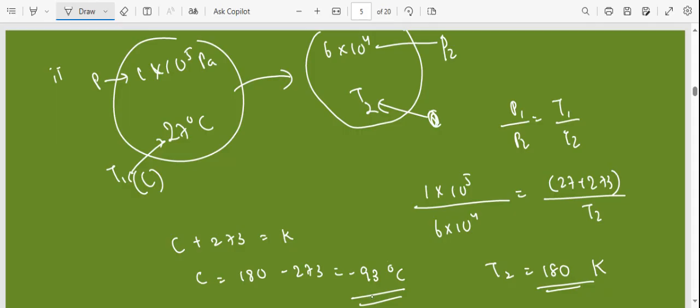Now that one check, right? So when it comes to papers, sometimes they ask for the units to be given in Celsius or Kelvin. That depends on the temperature units they give in the question. Okay, so check which one is given. So based on that, you can give the final answer, right? Clear?